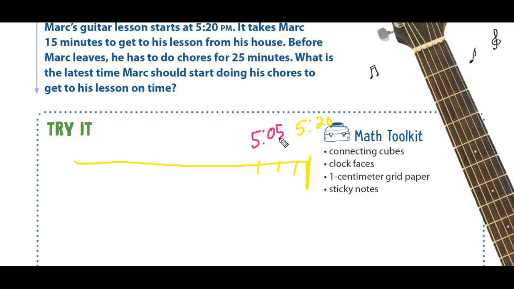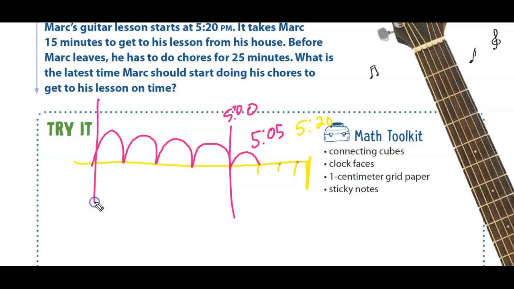But how long does it take for him to do his chores? 25 minutes. So let's go back. If this is 5:20, 5:15, 5:10, 5:05, then the next one would be how much? 5 o'clock, right? So from here I need 5, 10, 15, 20, 25.